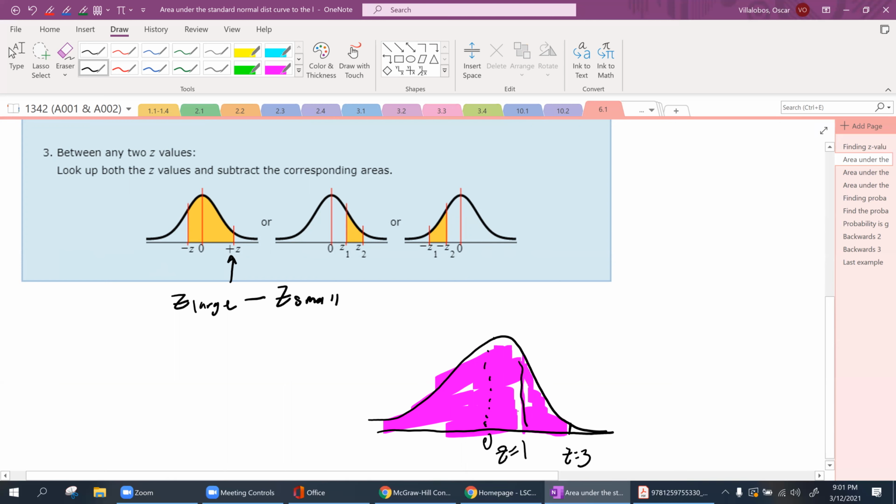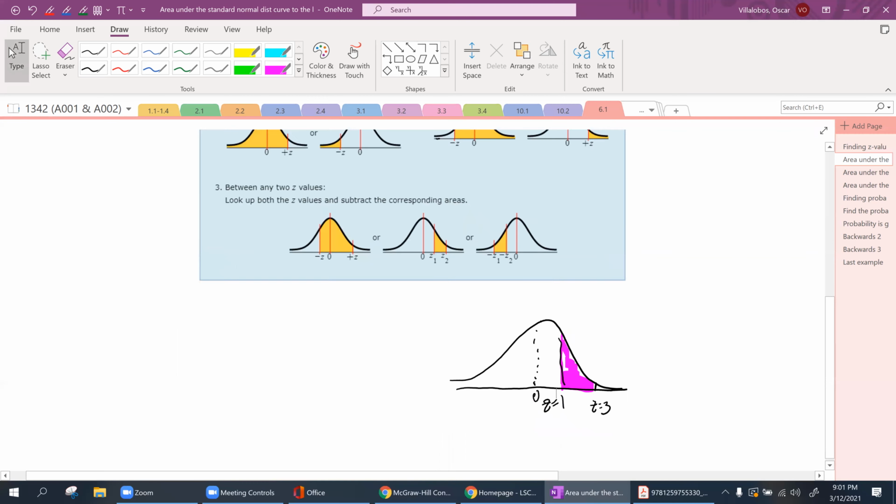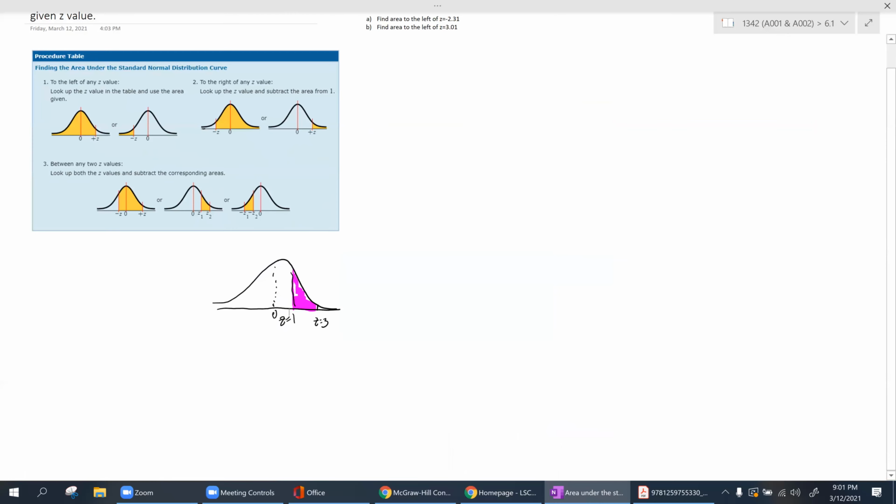And then you're going to subtract the area that's at z equals 1. So you're getting the full area and then subtracting what you don't want, which gives you that middle area, your main focus. Remember, you want the farthest right point minus the farthest left point. So z large minus z small will give you that area. Let's go ahead and apply all these scenarios.